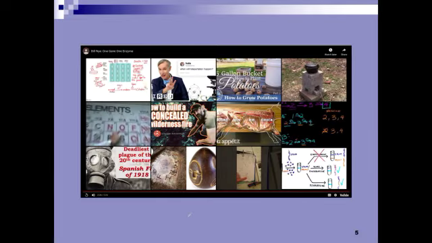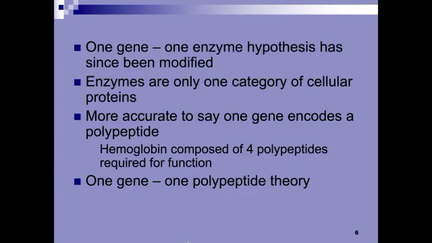So Beadle and Tatum really introduced what we now call the one gene, one polypeptide hypothesis, but originally it was referred to as the one gene, one enzyme hypothesis. And Beadle and Tatum really were able to show that genes encode for enzymes. That when the gene is not the proper sequence, the enzyme is not going to carry out its proper function. But what we now understand is that enzymes are only one of many categories of different types of cellular proteins. Not every protein is an enzyme.